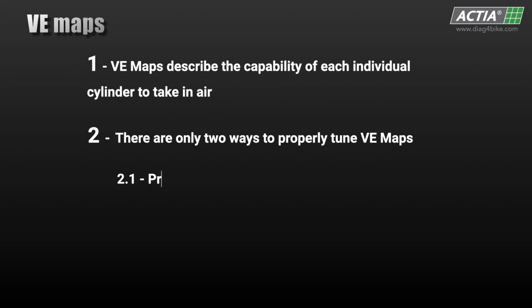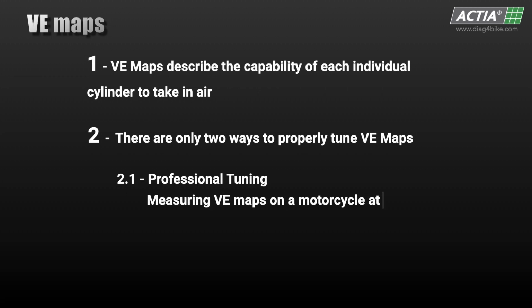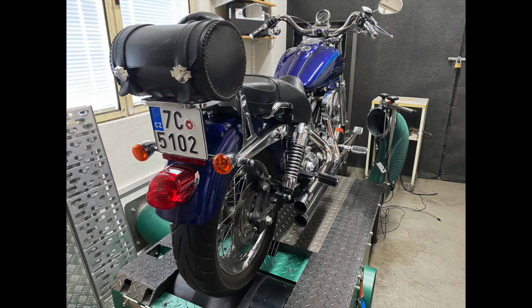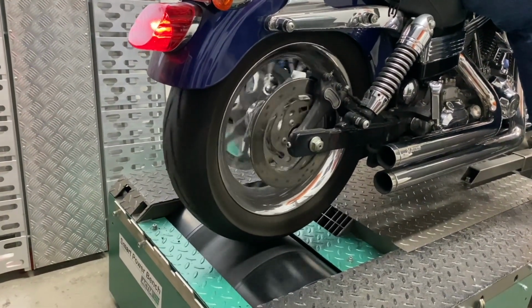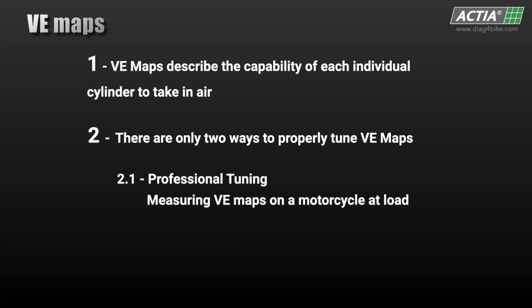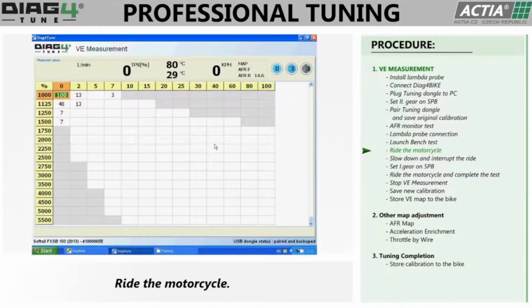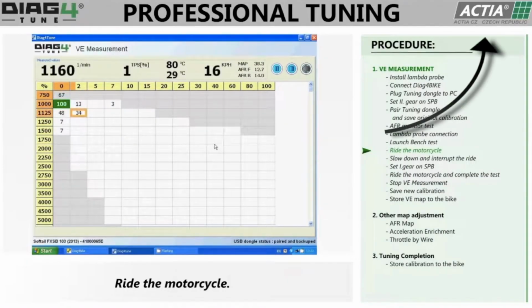The first and most accurate method is setting up new VE maps by measuring the motorcycle at load. This method is suitable for correspondingly equipped tuning centers with an experienced operator, and the process is quite time-consuming. But the results of the optimization are guaranteed. In Diag for Tune, this process is called professional tuning. The process of VE measurement on a testing bench can be seen here.